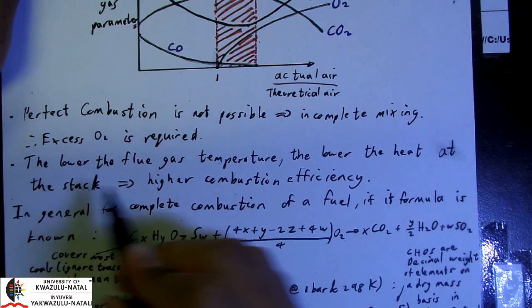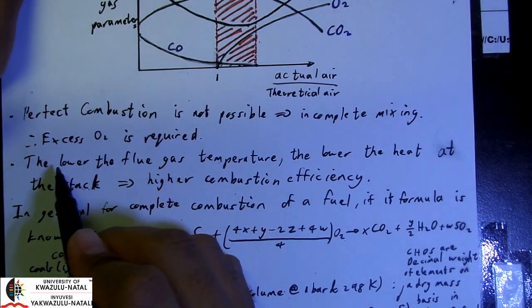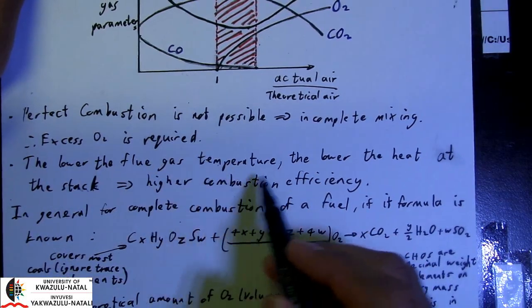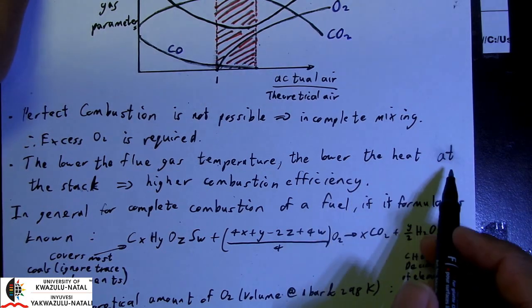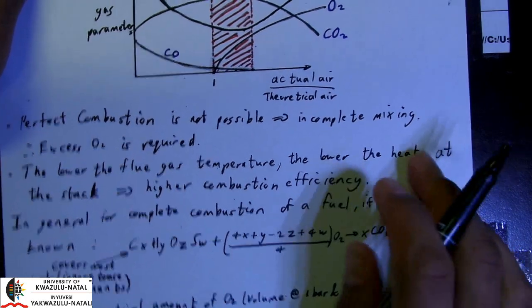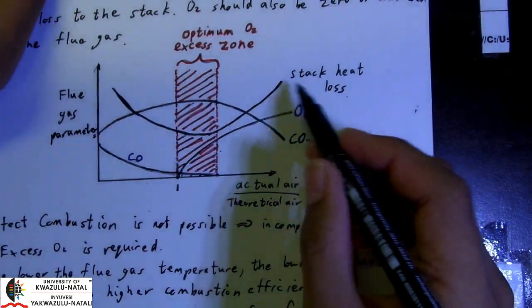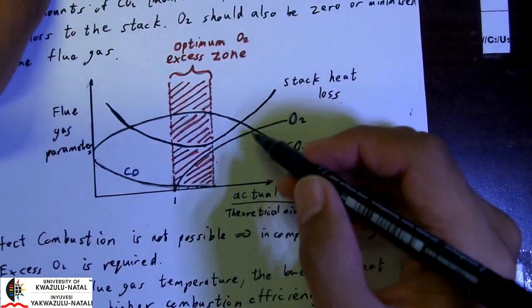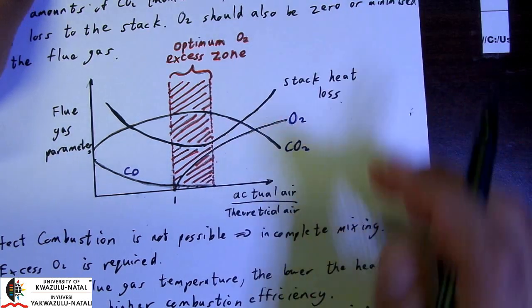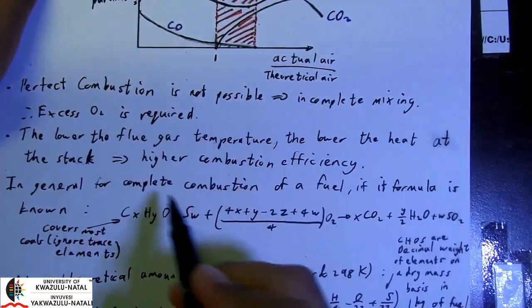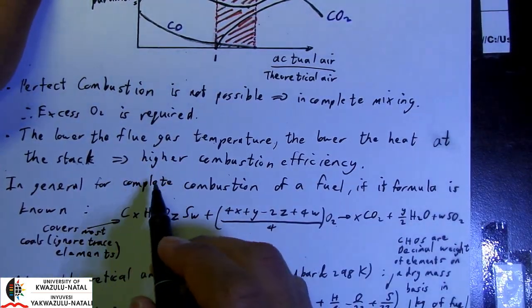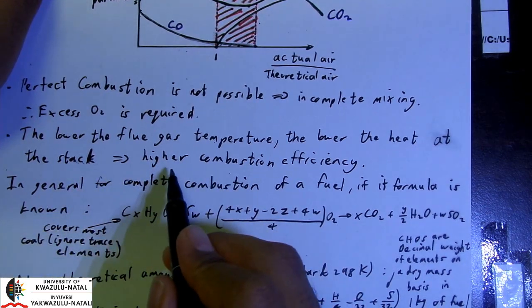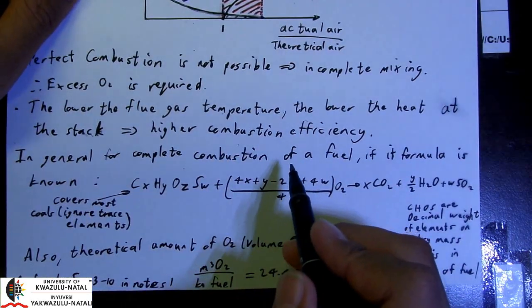Okay, so just a few more notes here. Now, the lower the flue gas temperature, the lower the heat at the stack. So we ideally want our flue gas temperature to be as low as possible, which means that there will be hardly any heat lost through our stack. Most of the heat will be captured in the combustor. So that points to a high combustion efficiency.